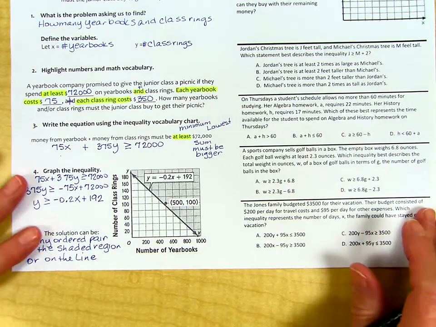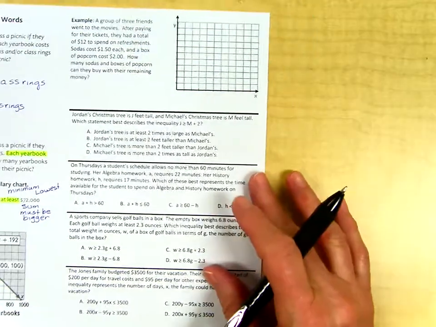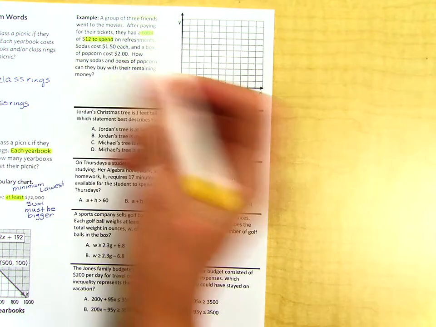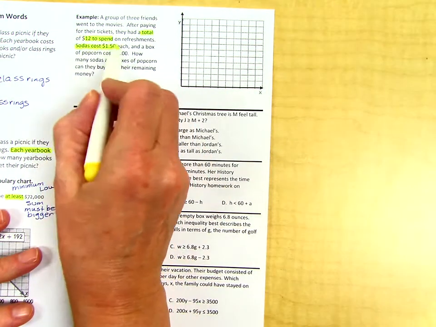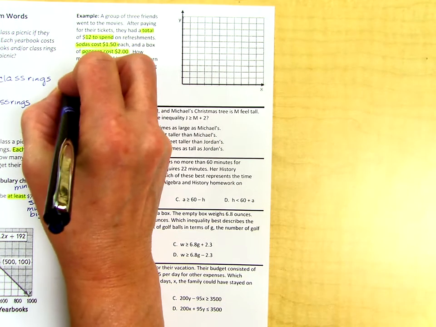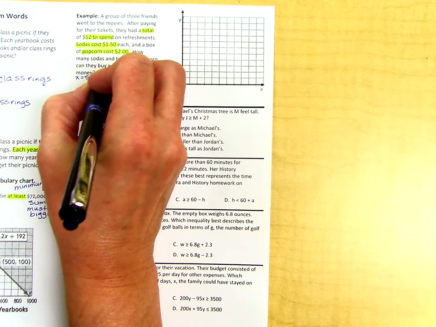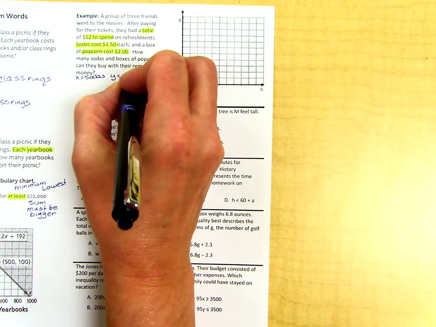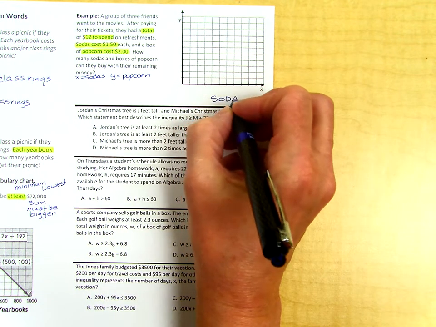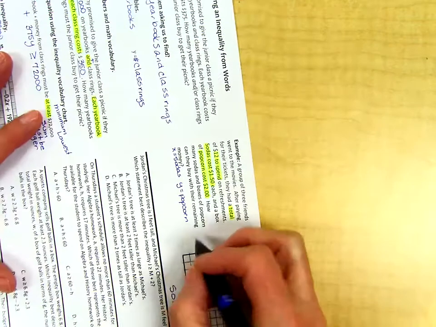So let's look at our next example. We have a group of friends who went to the movies. After paying for their tickets, they had a total of $12 to spend on refreshments. Sodas are $1.50 each. Popcorn is $2 each. How many sodas and boxes of popcorn can they buy with their remaining money? So we're going to let X equal our sodas, and Y is going to be our popcorn. So we can go ahead and identify those on our graph.